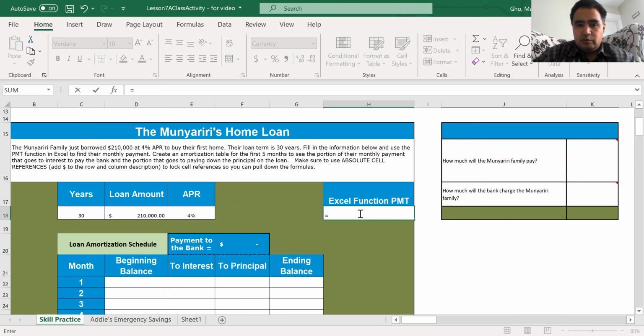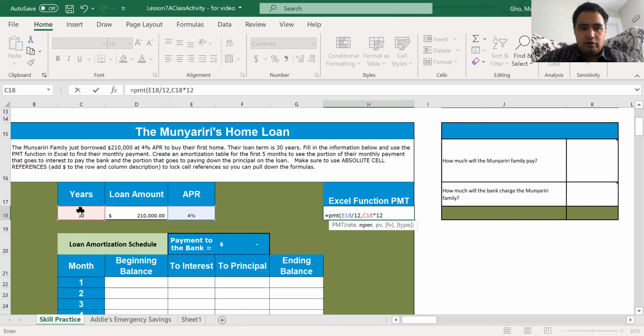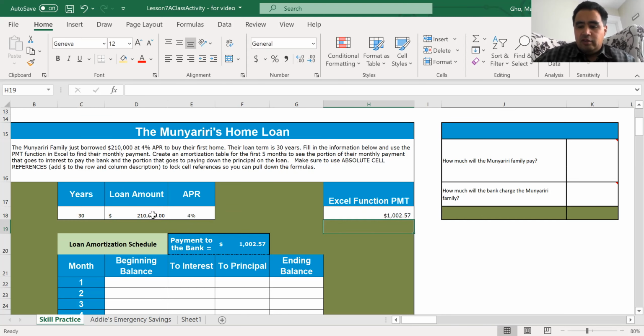The payment function equals PMT. The interest rate is 4%. We divide that by 12, 30 years, and it's monthly. So that's 360 or 30 times 12. And the amount they're borrowing is $210,000. And I'm just going to reference the cell D18 and put a negative sign in front of there. And that's what the monthly payments are. Well, I'll show you, if you don't put a negative sign, it'll give you a negative value of what they owe.